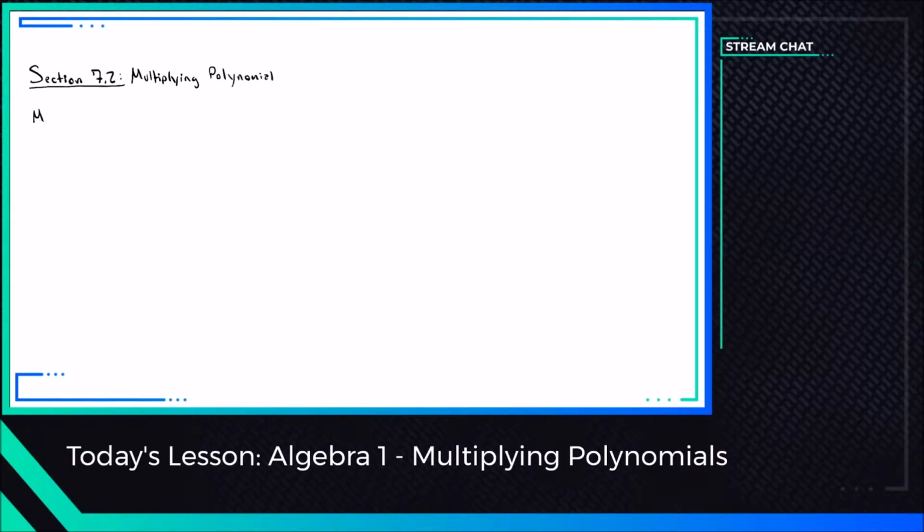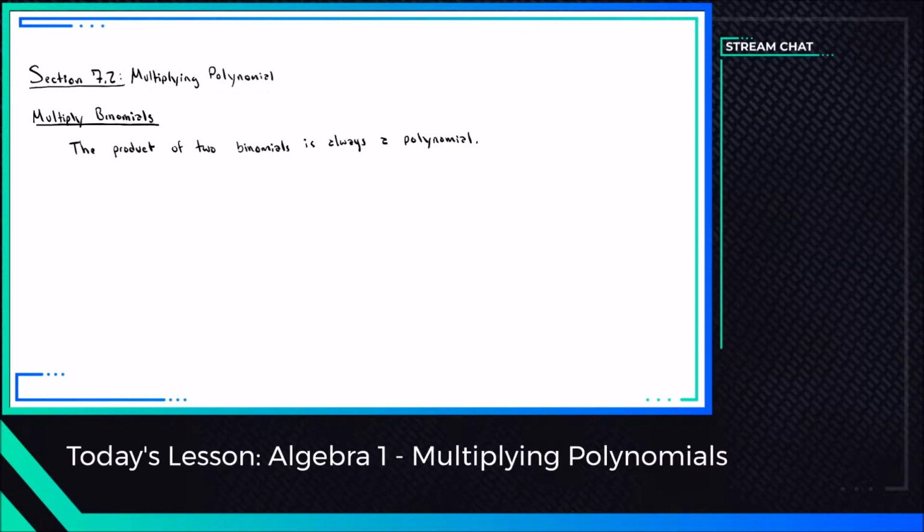So what happens when we try to multiply binomials? Alright, and here's the cool thing about this. The product of two polynomials, or the product of two binomials, is always a polynomial. And really the product of any two polynomials is always going to be a polynomial.